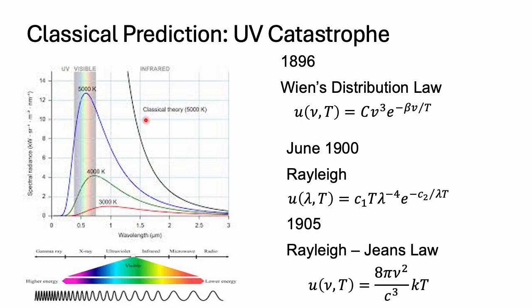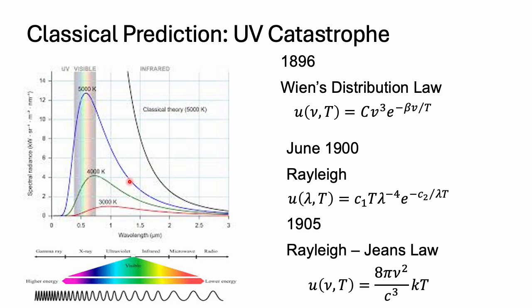It suggests that a black body at any temperature would emit infinite energy, particularly in the UV and even higher frequency regions of the spectrum. And this clearly contradicted experimental observations, where the intensity of radiation does not keep increasing indefinitely at shorter wavelengths.